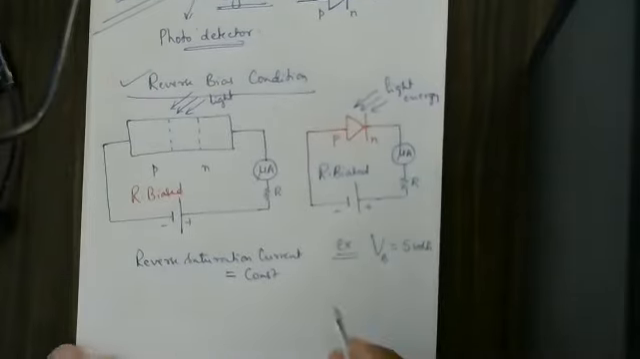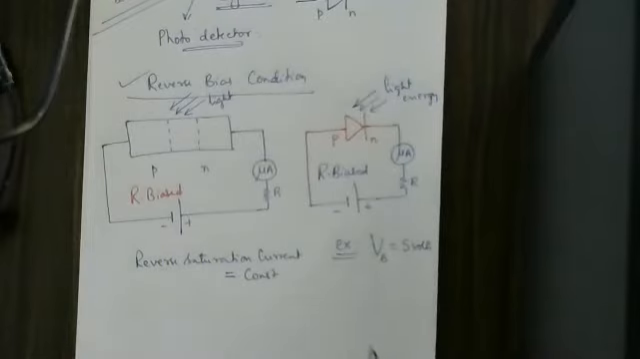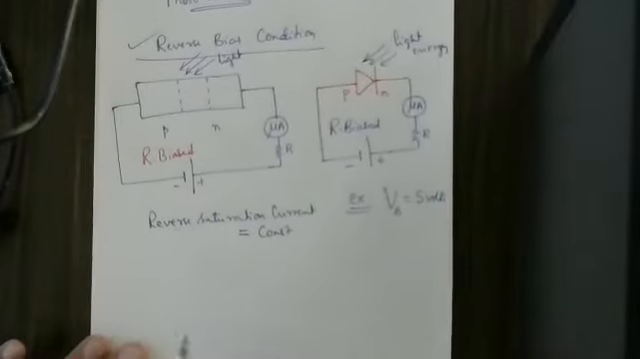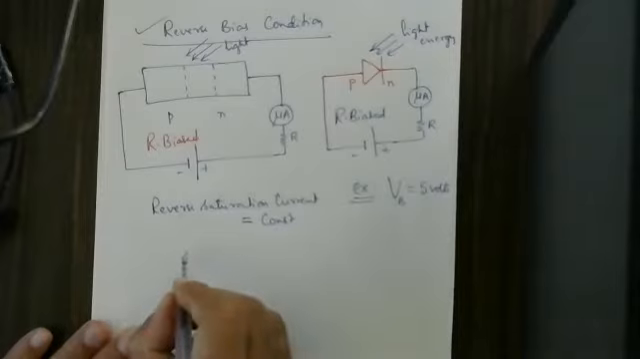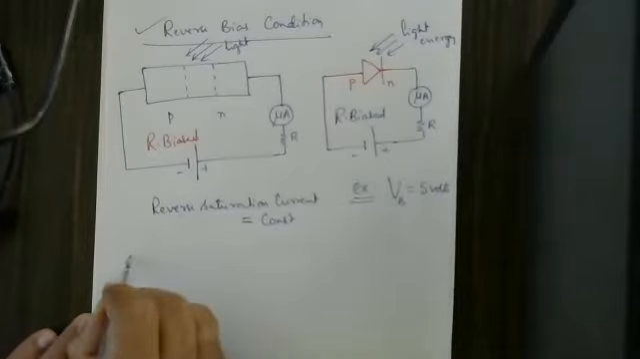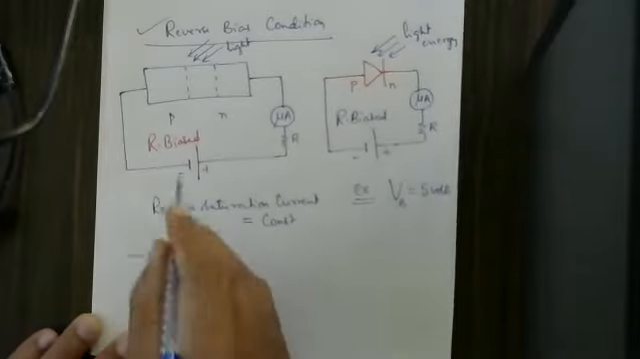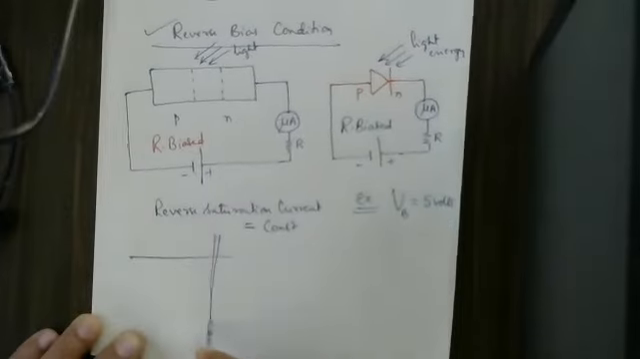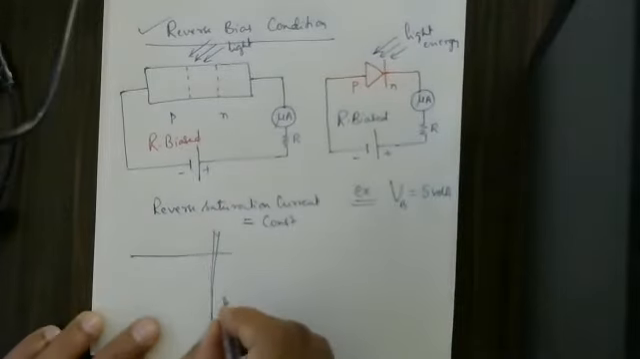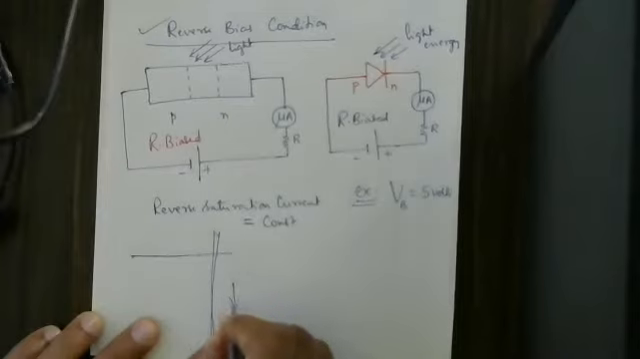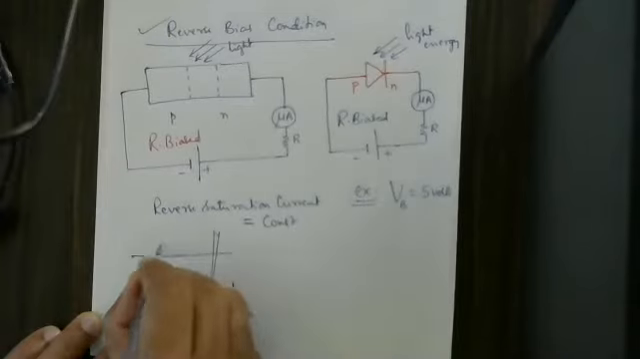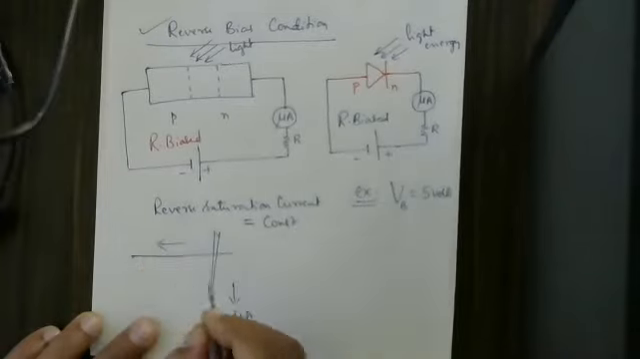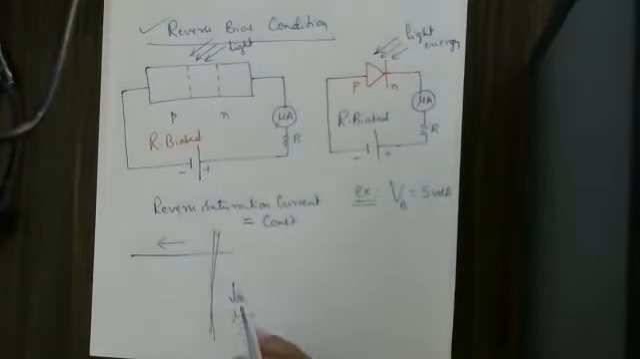So I can show it with the circuit diagram and graph here. I can show the graph like this. See, you can understand. So this is the graph. I have to show only reverse bias, because it is said to be under reverse bias condition. This is in terms of microamps, and this is in terms of volts.